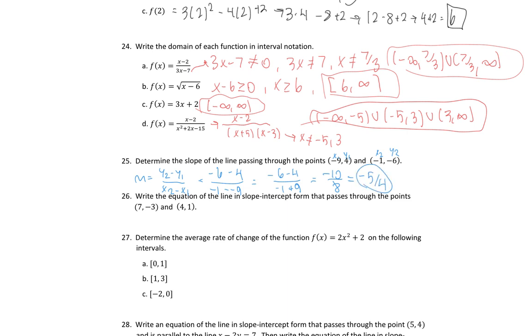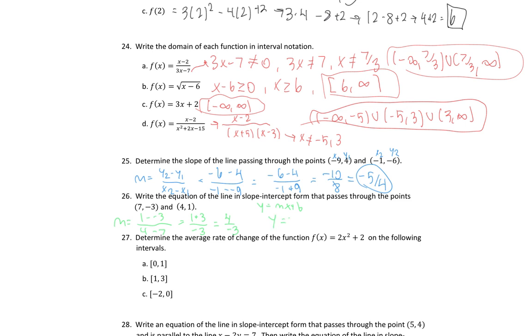That's our slope. Keep going, find the equation of the line in slope-intercept form. That is y = mx + b. The line passes through the points (7, -3) and (4, 1). Well, to find our slope, we're going to use the same equation as before. So it's going to be y2, which is 1, minus y1, which is -3, over x2, which is 4, minus x1, which is 7. So it would be 1 + 3 over, that should be -3. So we get 4 over -3.